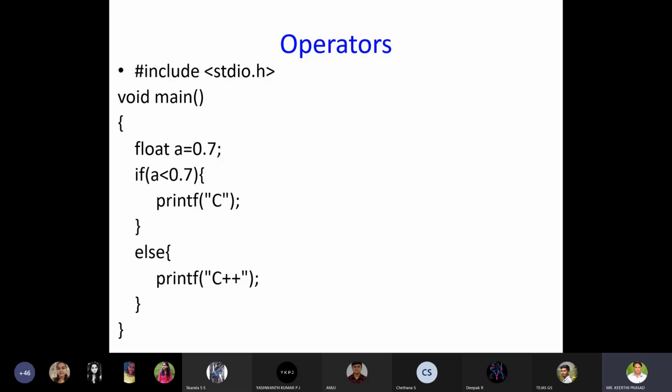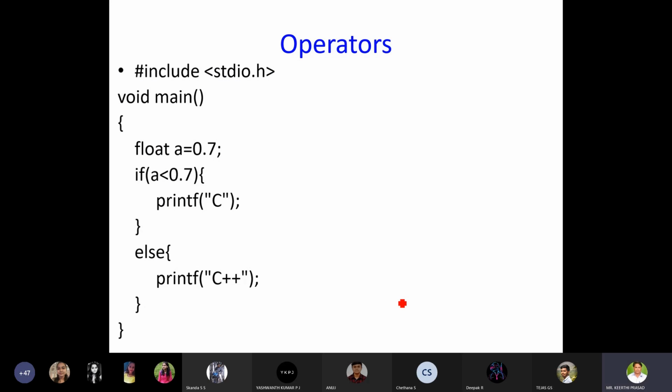So as I mentioned in last class, in every class, 5 to 10 minutes, I'll be guiding you to crack some interview questions with respect to programming. So we'll continue with that. Can you guess the output of this program?